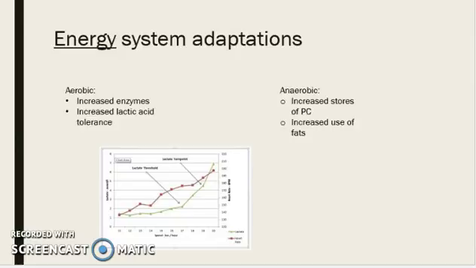The energy system adaptations are very similar for aerobic and anaerobic, as both are involved for most energy systems. Firstly, there are increased enzymes which cause the muscle twitches and enhance muscle twitches, so they are more efficient with ATP production, which would be good for football, as there is a lot of high intensity, quick bursts of energy needed.